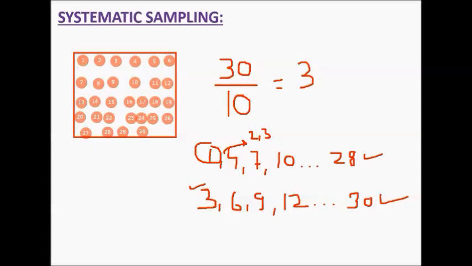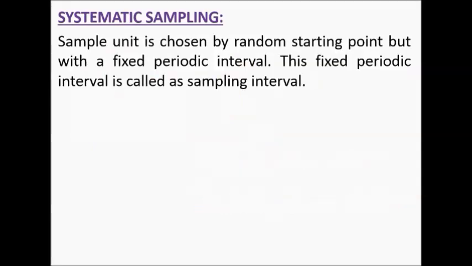But yes, if the population is less, then definitely it is going to give you the correct answer. But still the better version is systematic sampling. Sample unit is chosen by random starting point but with a fixed periodic interval. So the starting point could be anything, it could be random, like we have selected 1, we have selected 3, but a fixed periodic interval was there, that is of 3. This fixed periodic interval is called the sampling interval.